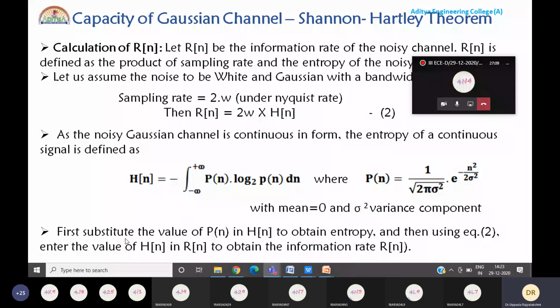Now please substitute the value of P of n, the Gaussian channel distribution we already assumed, in the H of n expression so that we can get the entropy H of n. Then you can substitute the entropy value in equation 2 to get the information rate R of n. This is the procedure. So let us calculate the entropy, and then you can calculate R of n.